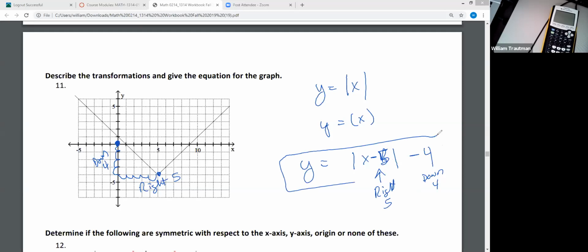So this is what the absolute value function would look like. That's it. The graph starts right here. The whole graph went down 4 and to the right 5, and that's it. Does everybody see that? Your graph always starts in the center at 0, 0, and then you have to determine the transformation to where it goes. Good, good.